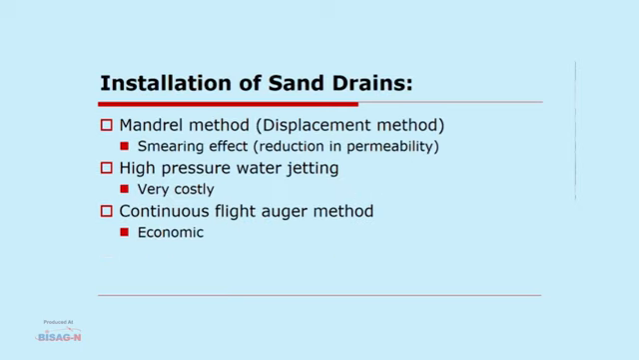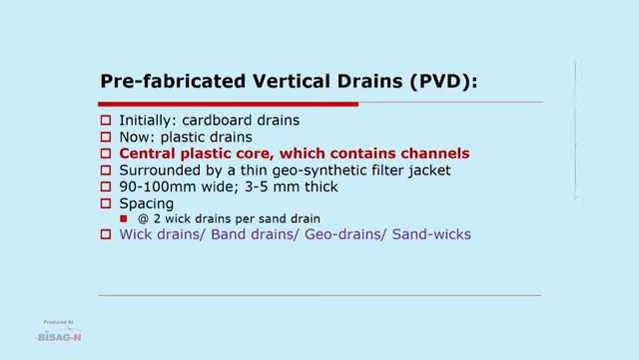Installation of the drains can happen by mandrel method, displacement method, or smearing effort. High pressure water jetting is very costly, while the continuous flight auger method is very economical. So in this slide, we have seen that the continuous flight auger method is very economical and high pressure water jetting is very costly. Prefabricated vertical drain is the second type of drains. Initially cardboard drains, now plastic drains are used. A central plastic core which contains channels, surrounded by a thin geosynthetic filter jacket, 90 to 100 mm wide, 3 to 5 mm thick. Spacing can be achieved at the rate of 2 wick drains per sand drain.